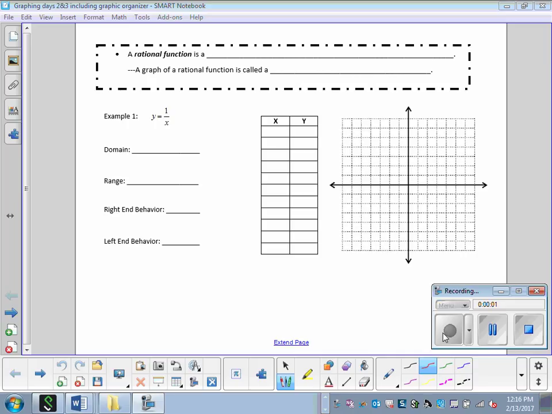So, as I said, today we are going to graph lots of rational functions. So, what is a rational function? The definition: a rational function is a function with a variable in the denominator. The graph of such a function is called a hyperbola.